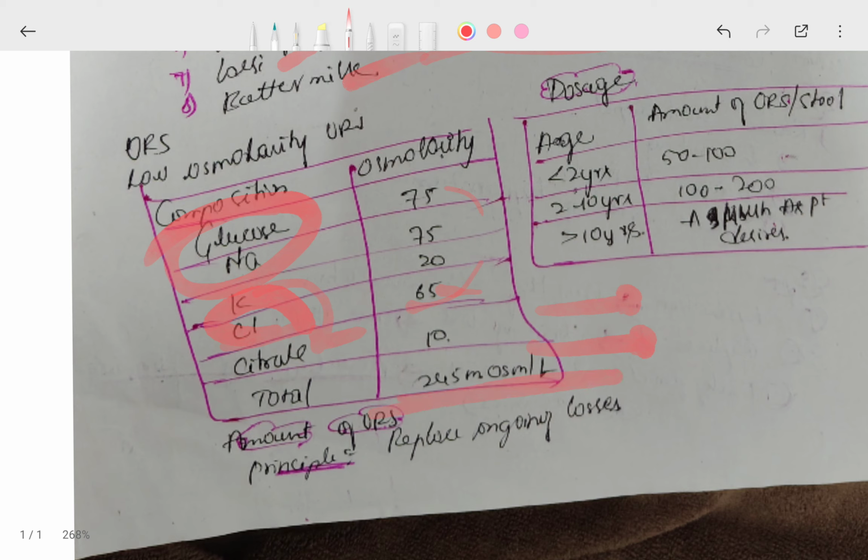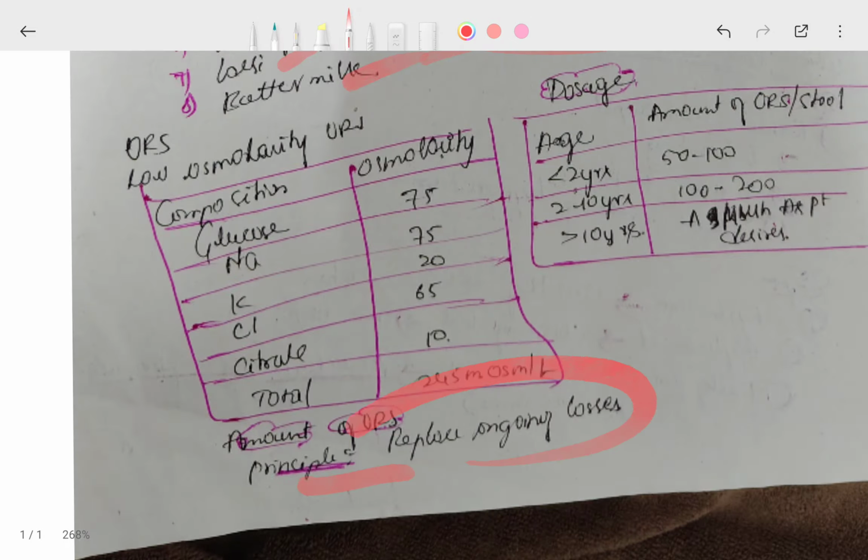Totally you will have 245 milliosmol per liter, which is less than 290, which is the blood osmolarity. So blood contains more osmolarity, and this fluid contains less osmolarity. When you are drinking, this fluid will be inside the lumen. So water will enter from the low osmolar lumen to the higher osmolar blood. So water will enter from the lumen into the bloodstream. So there won't be watery diarrhea. Did you get it?